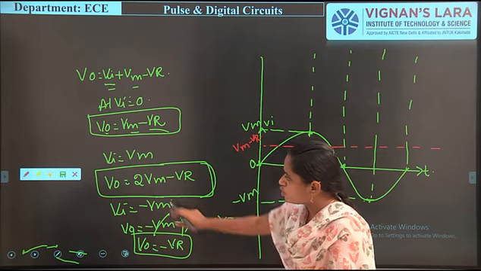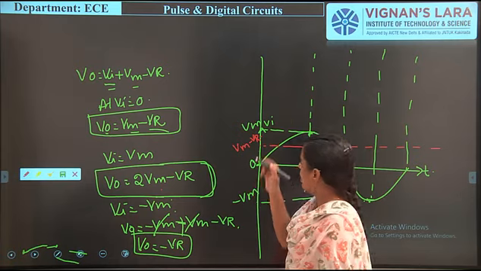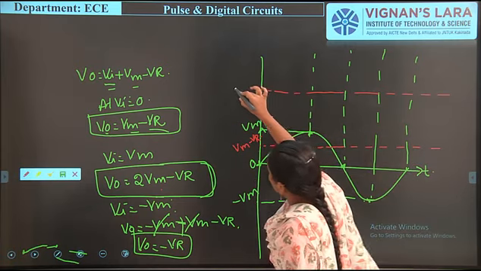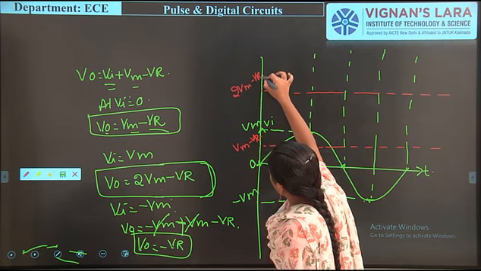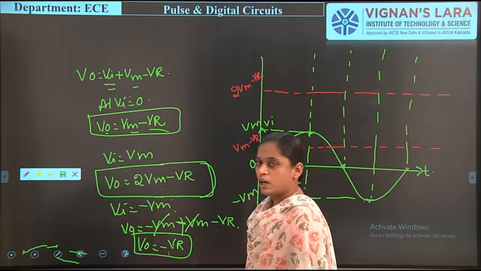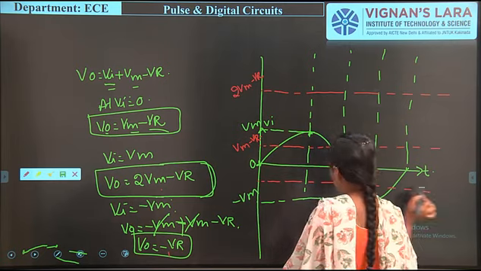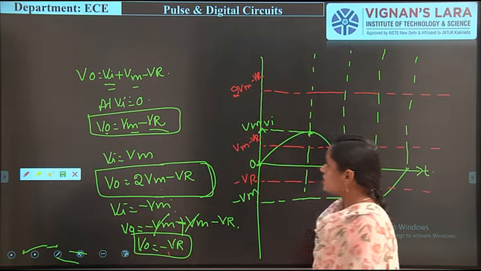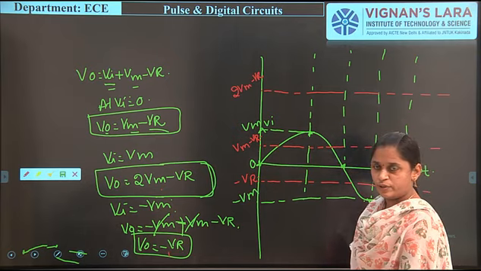And the next one is 2Vm minus Vr, which is above the Vm signal, so we indicate 2Vm minus Vr. And the final one is the V0 equal to minus Vr condition, which is in the negative direction, that is minus Vr. From this we have to take the output waveforms.